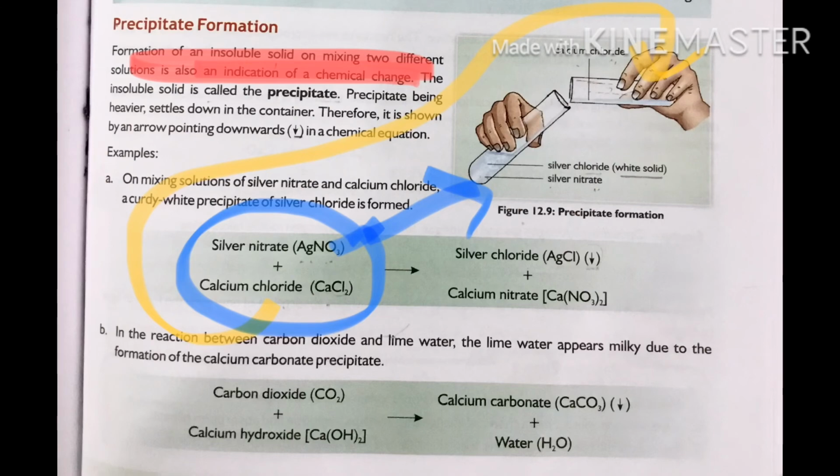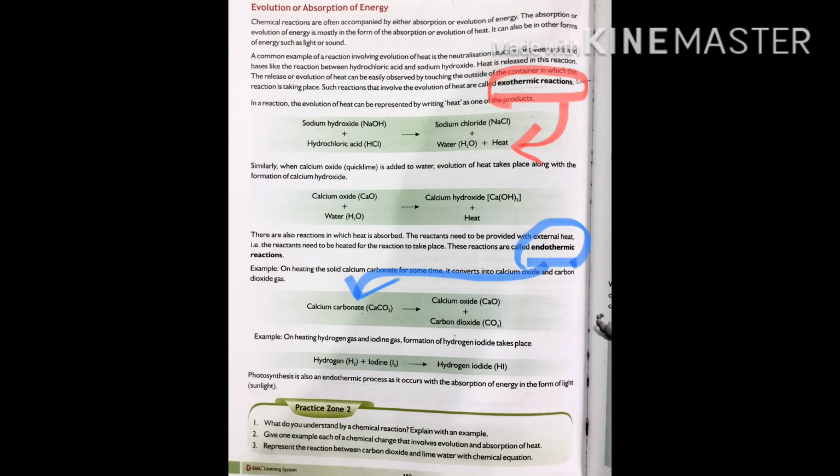Then we are going to learn about precipitation formation. So what is precipitation? Insoluble particles. When two different solutions are mixed, a precipitate forms. In the example, see silver nitrate, Ag is silver, NO3 is nitrate. When silver nitrate is added to calcium chloride, silver chloride forms. See the downward arrow. This arrow shows the precipitate, and it settles down at the bottom. So in this reaction, precipitates are formed.